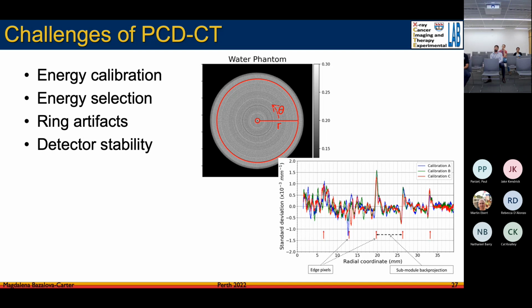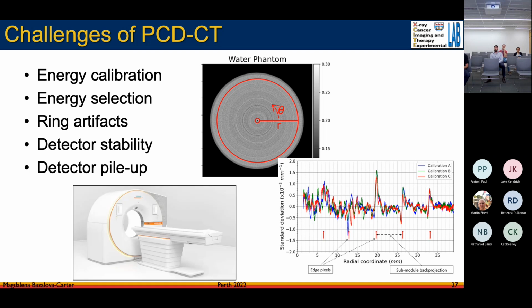Detector stability, we don't really have much data on that, but we also know everybody has to calibrate their scanner, or at least check their scanner in the morning. Now, if you have multiple energies, that's probably going to be a little more challenging, right? How do you do QA on such a scanner? Again, I'm sure that has been resolved at least partially, but it's something that we need to figure out.